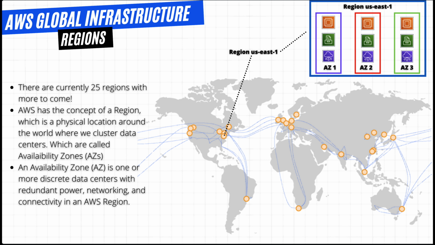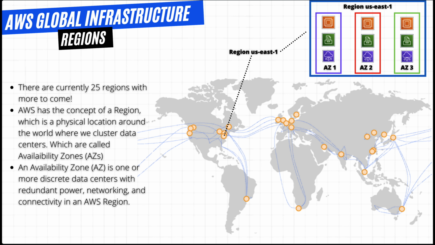Now, one of the most important concepts in AWS is regions. As I showed you before, there are AWS regions all over the world. But what is a region? Well, a region is simply a cluster of data centers. They consist of multiple, isolated, separate availability zones all within a geographic area.